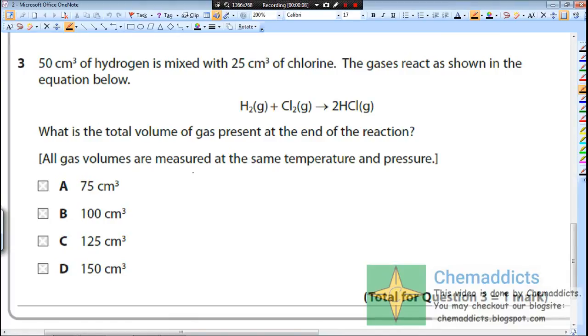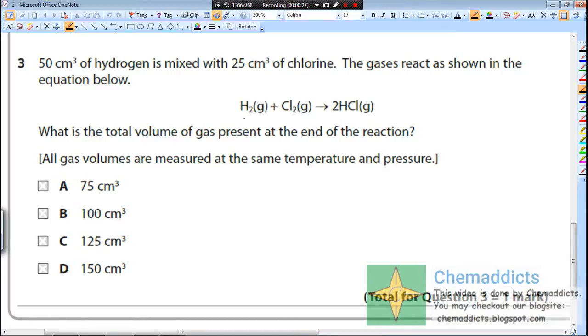Well fellas, now we're gonna solve this question. Okay. So at first let us read the question. The question says 50 cm cube of hydrogen is mixed with 25 cm cube of chlorine. The gases react as shown in the equation. So the gases react according to this equation. The equation is given here.